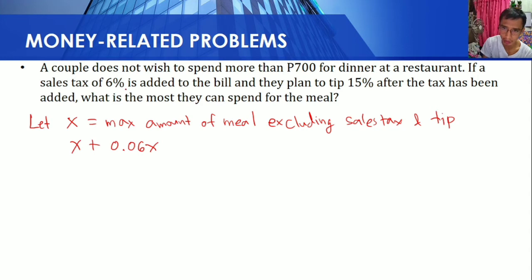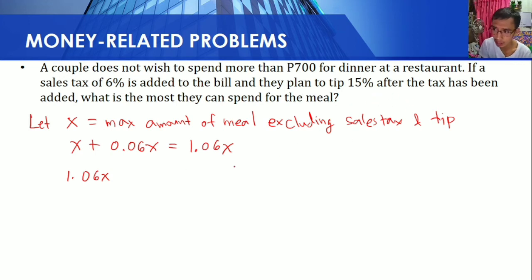May dadagdag. Sales tax of 6% is added. So, yung amount ng meal plus yung 6% na tax niya, that will be equal to 1.06x. So, ito na yung value ng meal na merong tax of 6%. Plano din nilang mag-tip ng 15% after the tax has been added. So, 1.06x. Magdadagdag ulit tayo ng 15% after the tax has been added.